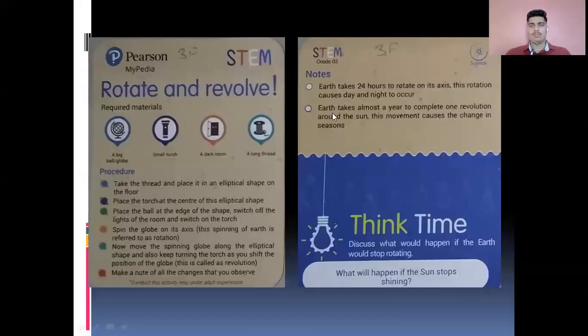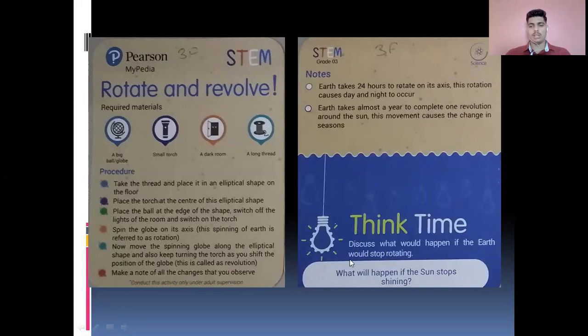And now here, the Earth takes almost a year to complete one revolution around the Sun. This movement causes the change in season. The revolution causes the change in season. Now, think time. Here's a question. Discuss what would happen if the Earth would stop rotating.